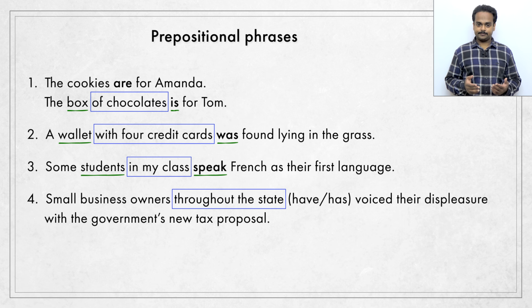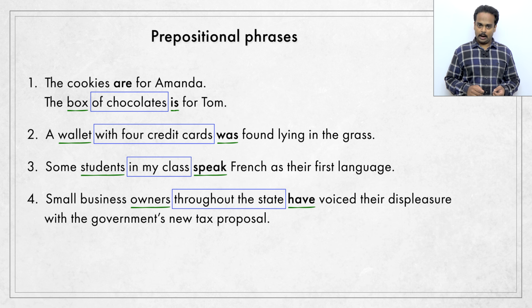This is the subject. Within the subject, the noun is owners because the word business just tells you what type of owner. Owners of what? Owners of business. What type of business? Small business. So the real subject is the word owners, which is a plural noun. So we need a plural verb without S. So small business owners throughout the state have voiced their displeasure with the government's new tax proposal. Did you get it right?